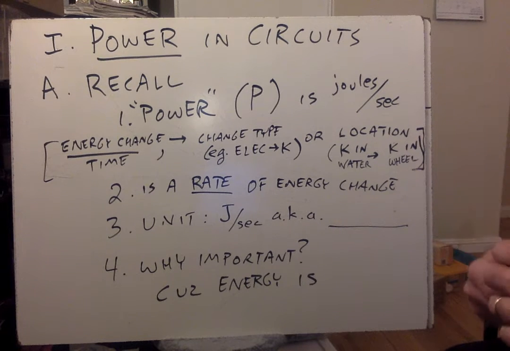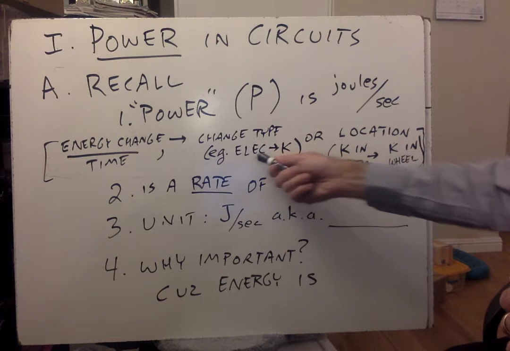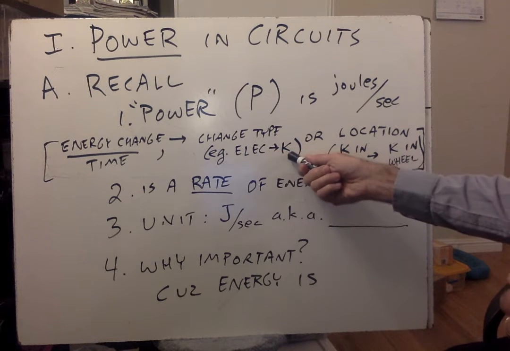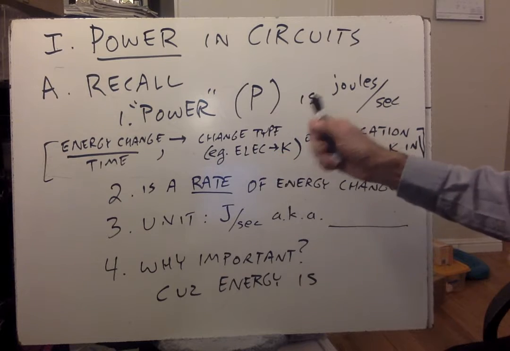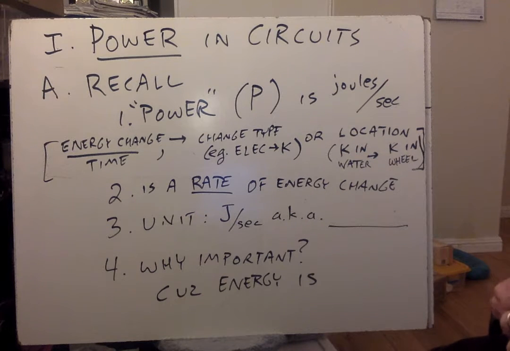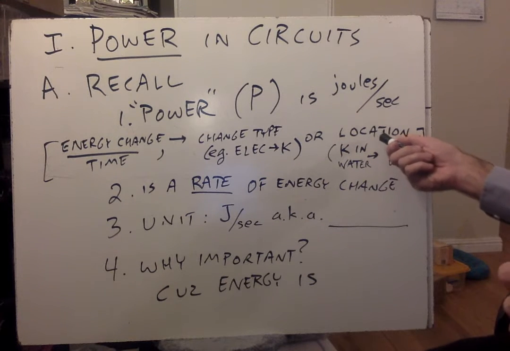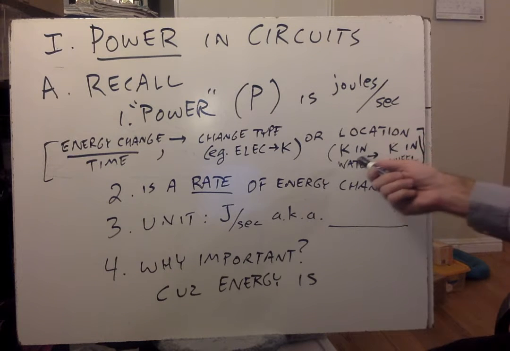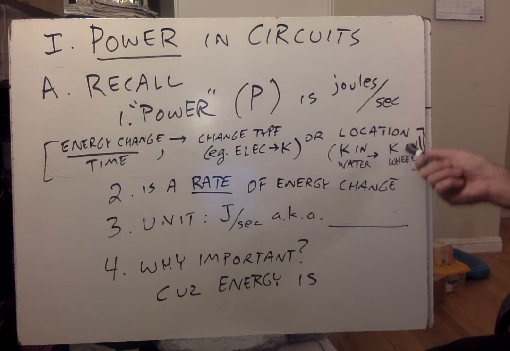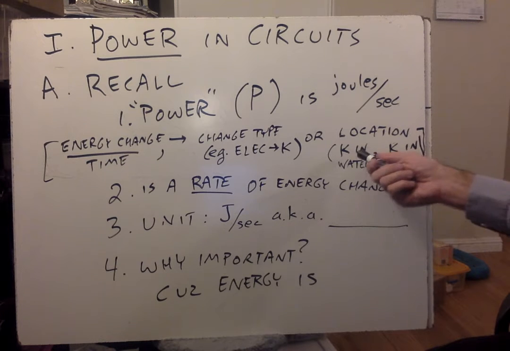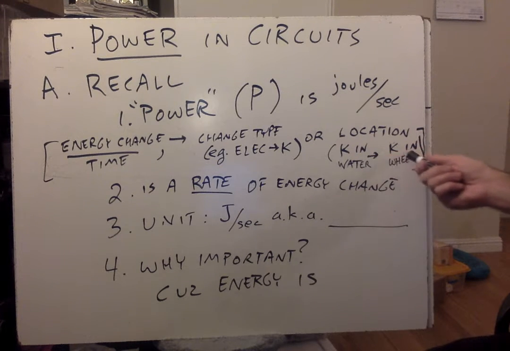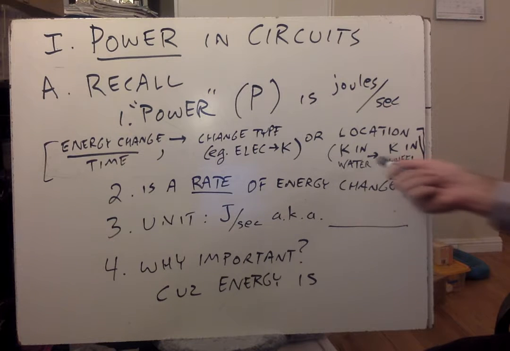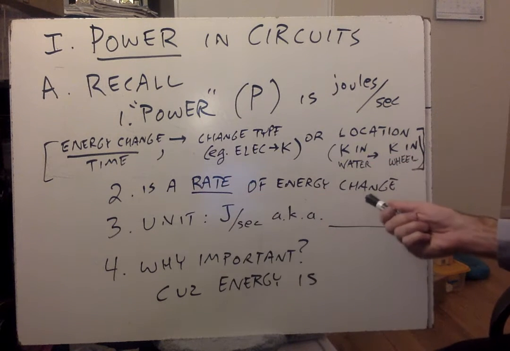But in general, the change in energy could be a change of one type to another type of energy, say electric to kinetic, like an electric motor. You send electric energy into it, you get kinetic out. Or the energy change could be a change in location. For example, moving water turning a water wheel. Kinetic energy in the water changes to kinetic energy in the wheel. And again, we could measure how many joules make this change, divide by how many seconds it takes, and that would be a rate of energy change.